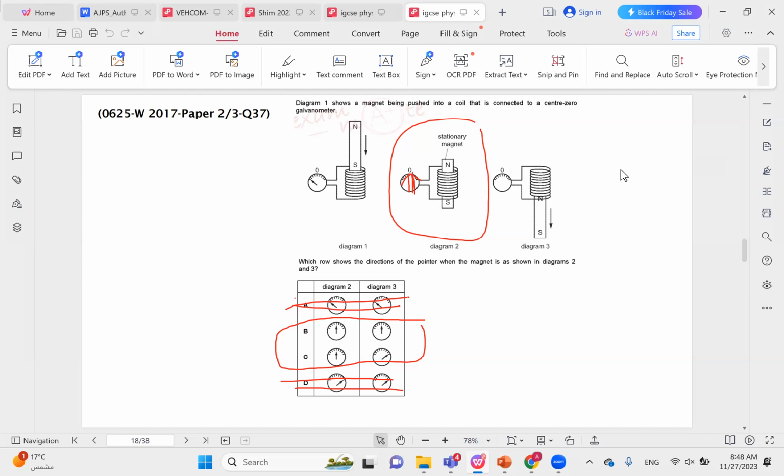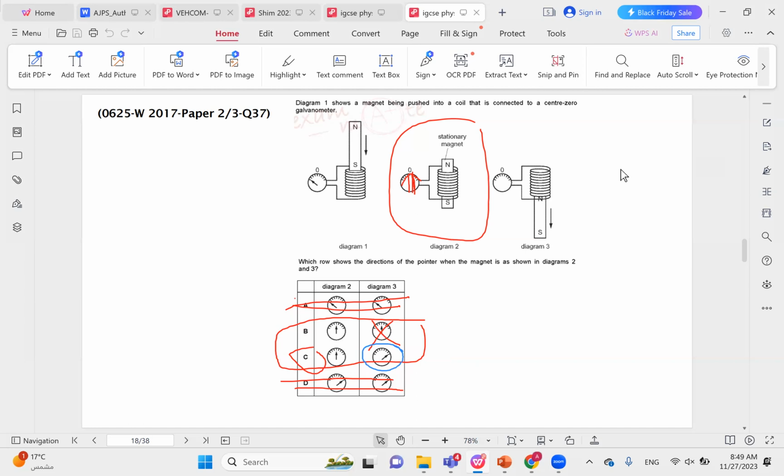What about diagram 3? First of all, the magnet is moving, so it's definitely not 0. So definitely this is wrong. And this tells us that C is the correct answer. Just to confirm the answer, it makes sense that the galvanometer is deflected to the right because, well, let's describe this in more detail. Just FYI, we already know that the answer is C.